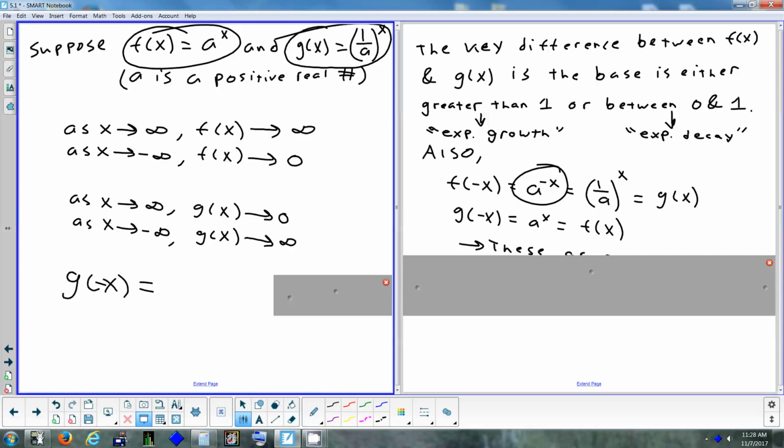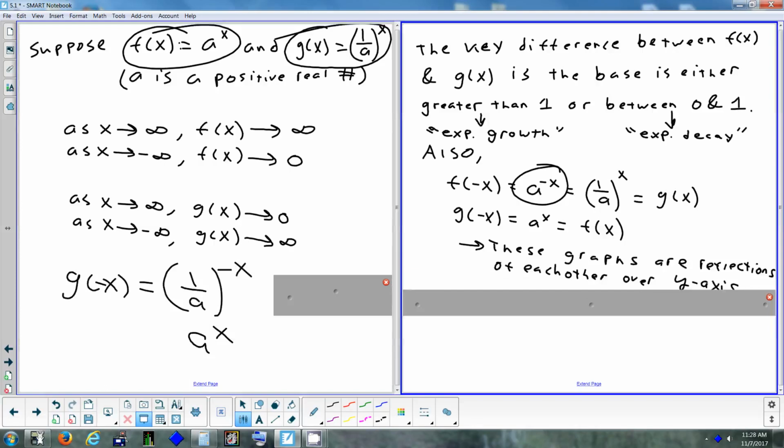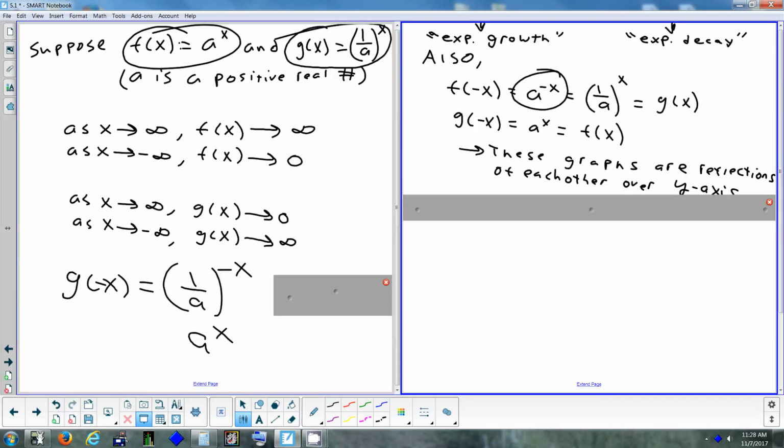But the very first step would be to do that. Okay, that's g of negative x. But a negative causes that fraction to flip. So what you really have is a to the positive x, which is exactly what the other graph was. Okay, so that proves that they are mirror images over the y-axis. And in fact, you can do that with anything.